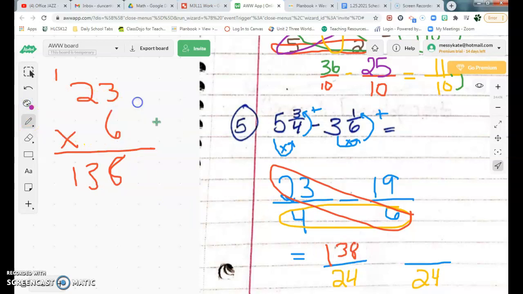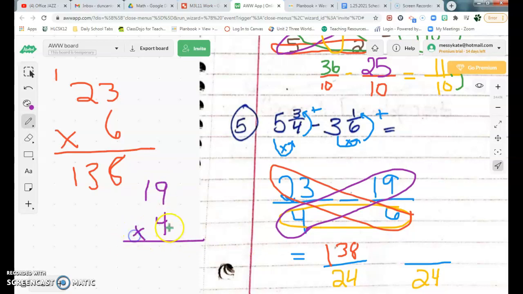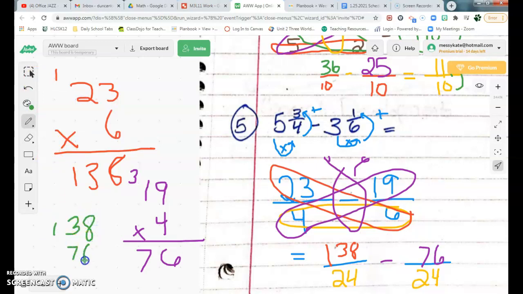Minus 4 and 19. I don't know what 19 times 4 is, so I'm going to come over here and try it out. Okay. I know 4 times 9 is 36. Carry the 3. 4 times 1 is 4, plus 3 is 7. So I've got 76. And my body is telling me I need to subtract. 138 minus 76. I don't know that off the top of my head, so I'm going to have to come over here and work on it. Math is messy. That is okay.